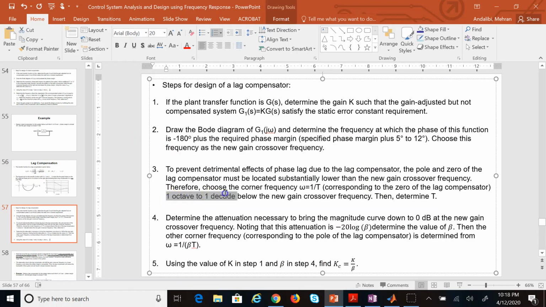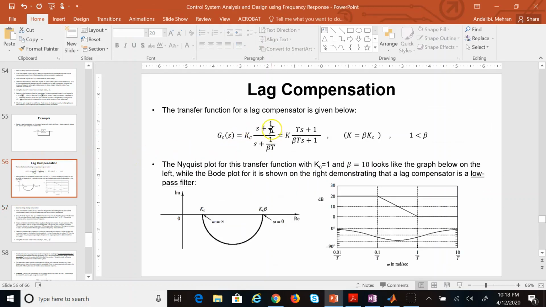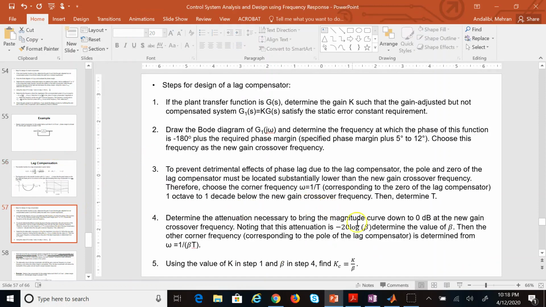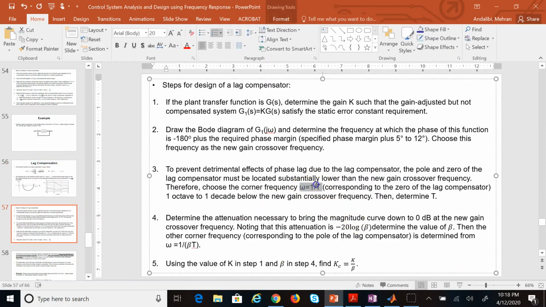Typically, we go 1 octave to 1 decade below. For example, again, if the frequency we found in step number 2 is 10 radians per second, 1 decade below that is 1 radian per second, and then that can give us the new zero of the lag compensator, right? So the zero of the lag compensator is at 1 over T. So we make sure this 1 over T is at 1 decade below it, like at 1 radian, then we determine T based on that. Okay, so it says 1 octave to 1 decade. To be conservative, we typically go 1 decade.